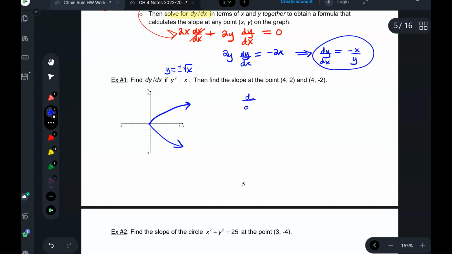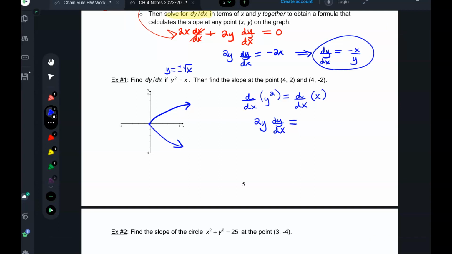Okay, so I'm going to take d dx of both sides of my equation. Again, we treat y like an inside function. So we're going to move the 2 to the front times y times the derivative of the inside, so that's going to be my dy dx. And now what's d dx of x? Just 1.